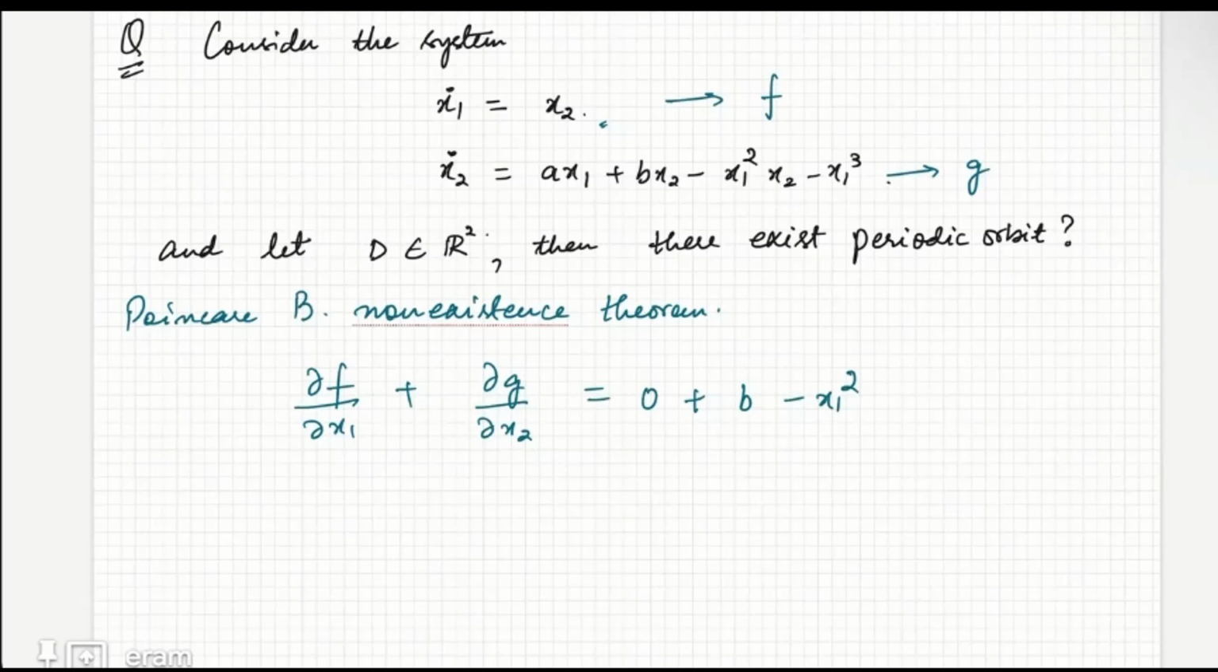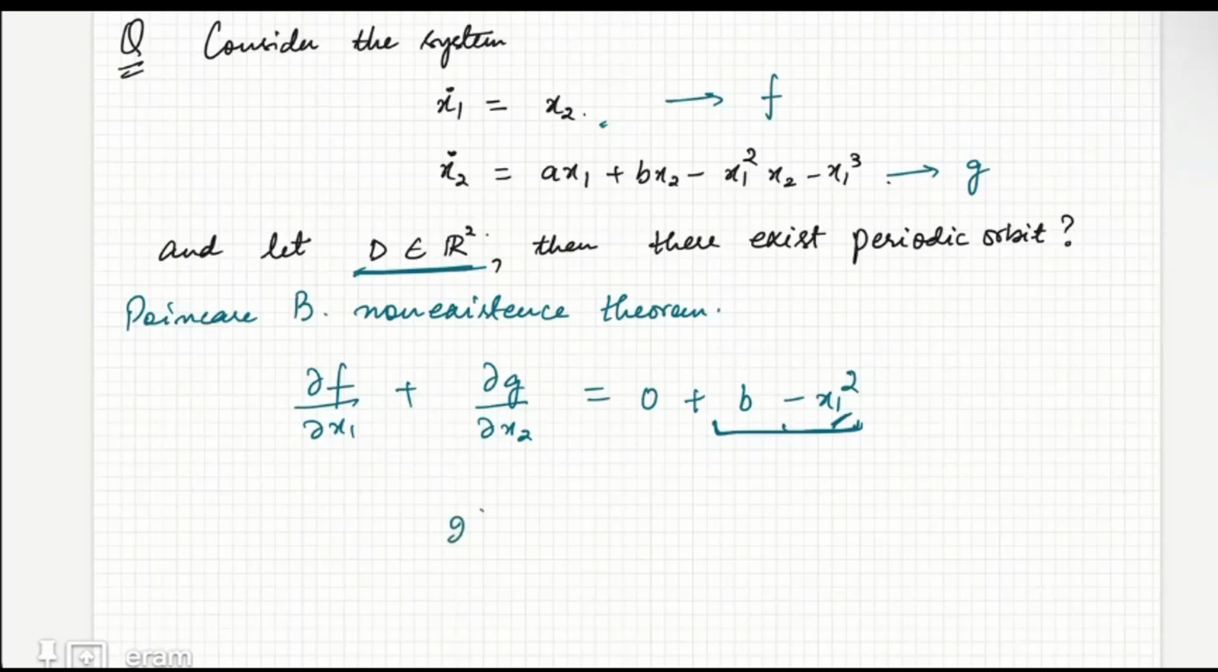Since we are interested in the whole phase space, meaning all the values of x1 and x2 in the R2 plane, we have to check for all the real values of x1 and x2. Now we can see that this thing will have no sign change in the domain D, because it is only dependent on x1, and the term is always negative, minus x1 square. So the sign of this thing depends on the value of b.